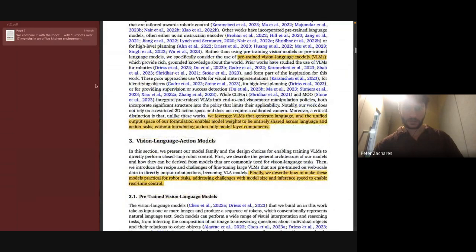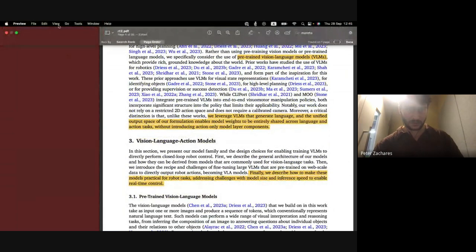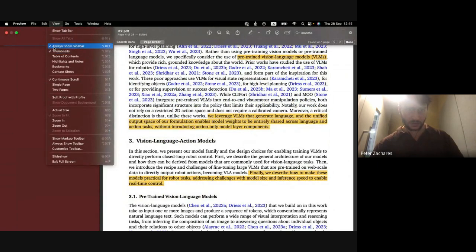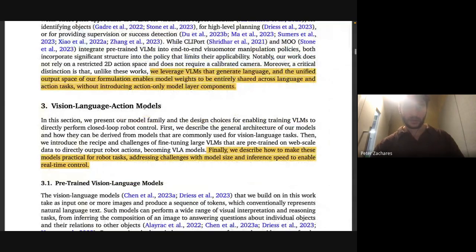So for the case of this robot, where is it? Do you guys know how to get rid of this? I think it's okay. There we go.